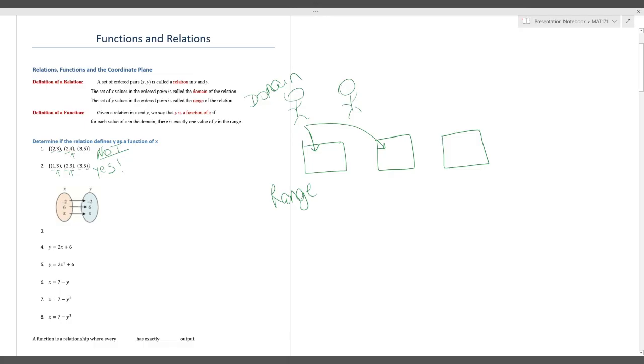We have a visual here where -2 is mapping to -2, 6 is mapping to 6, and pi is mapping to pi. So think about this one for just a moment. Is it a function? If you said yes, you are correct.